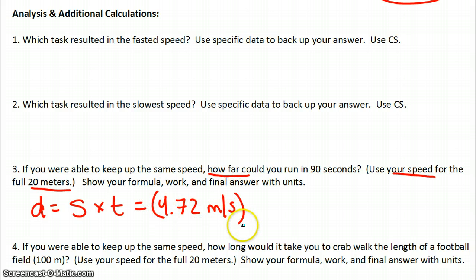And the time is going to be the same regardless. It told us 90 seconds. So you'd calculate it out, find your answer, and your units will be in meters.